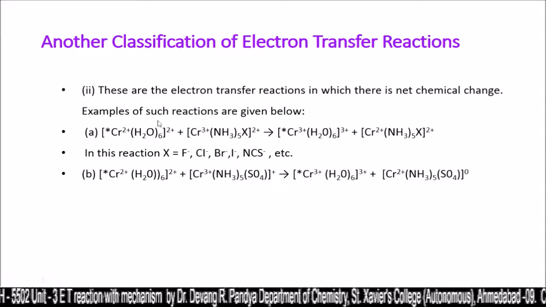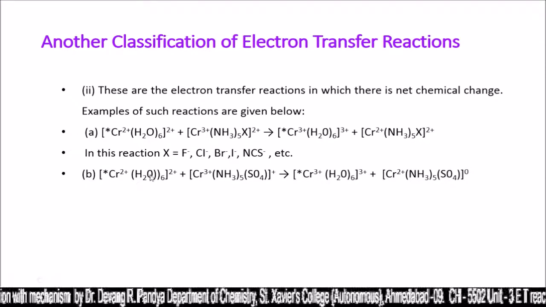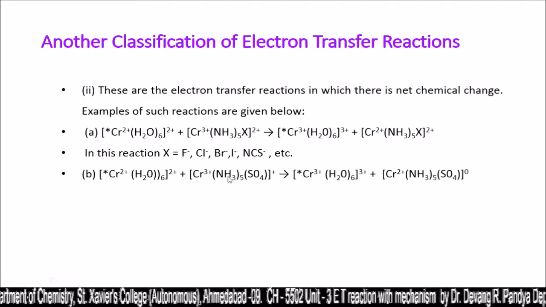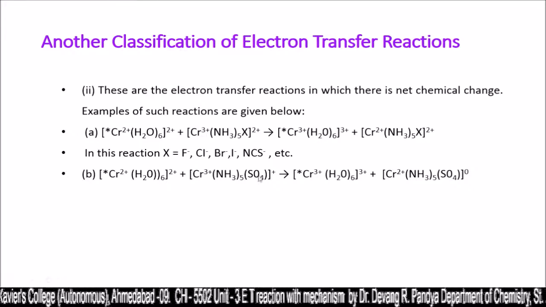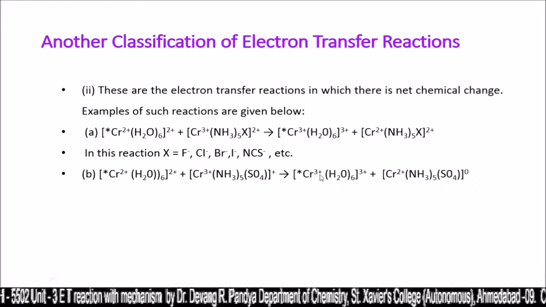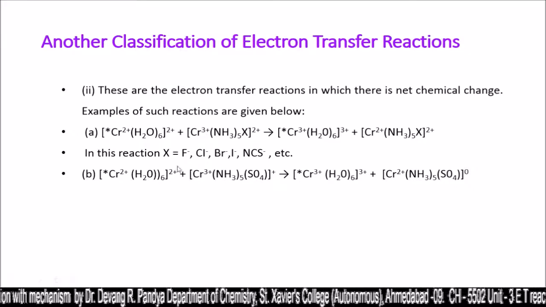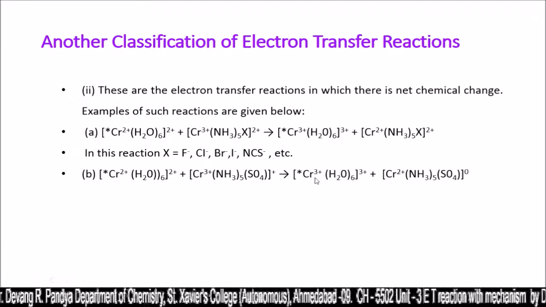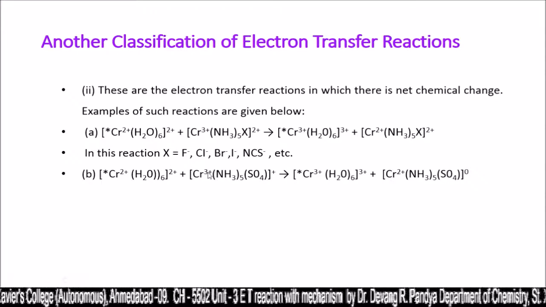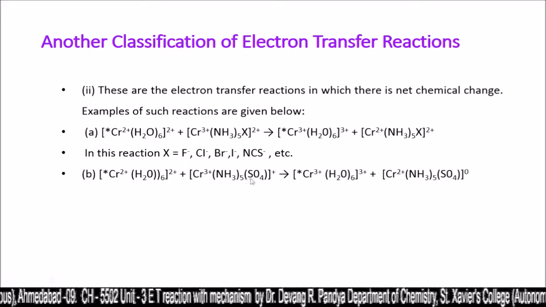Another example of this reaction is this one, where the hexaaqua chromium(II) complex is treated with the pentaammine chromium sulfate complex, and that chromium is converted from +2 to +3. So one electron is transferred from here to here. This is the reductant, this is the oxidant, and that way we are going to get this product.